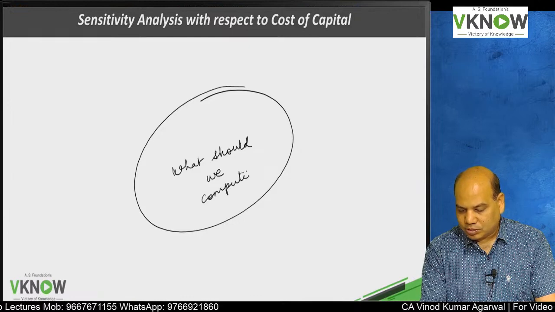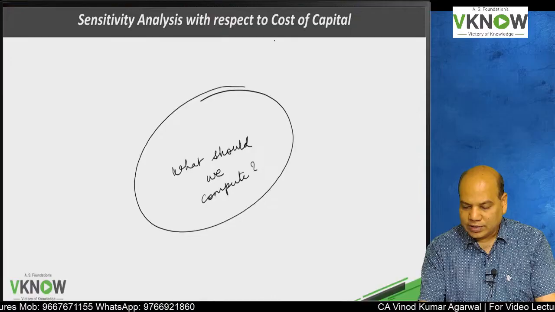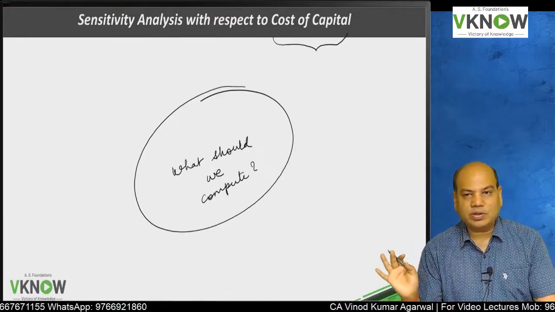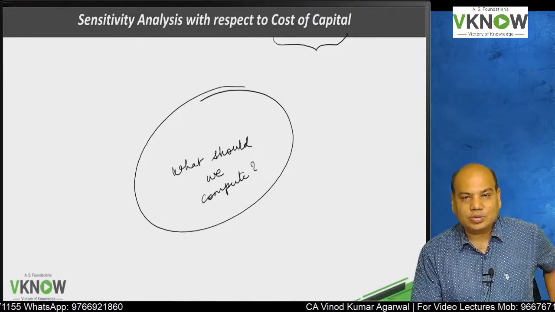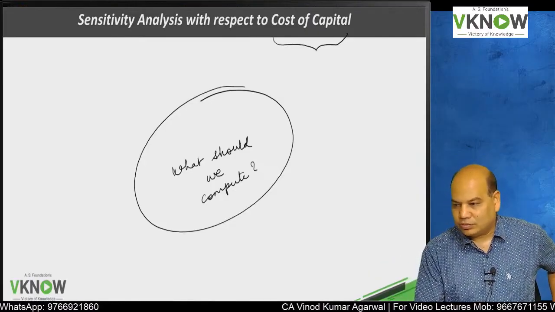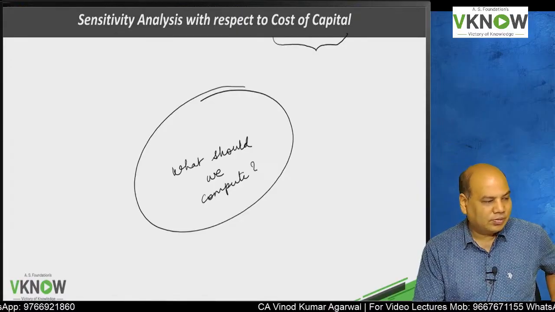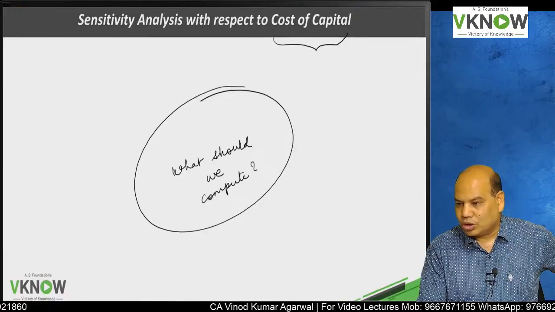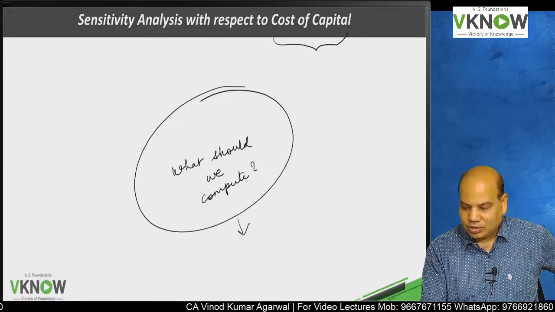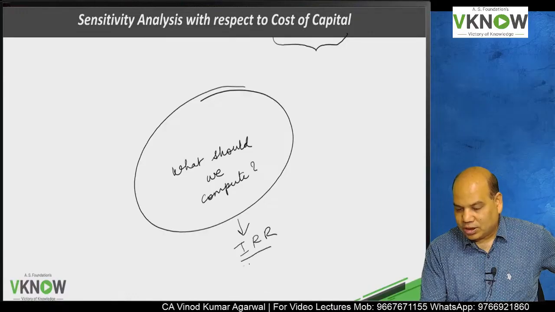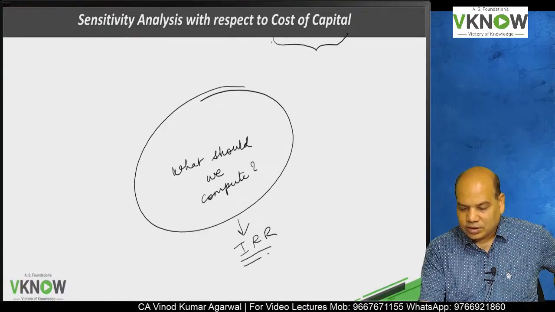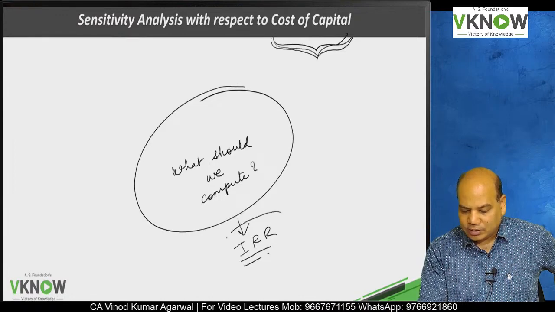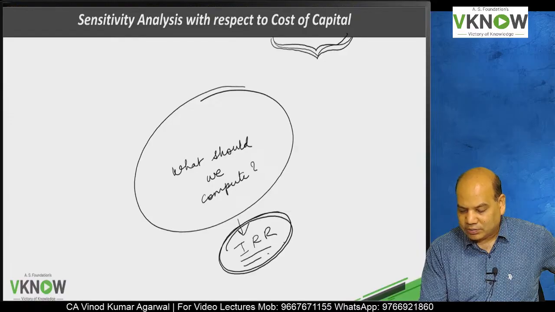Sensitivity analysis with respect to cost of capital means to what extent cost of capital can rise such that NPV will be 0. What is that discount rate at which NPV will be 0? I am giving you a hint. What do you call it? You call it IRR. Very good answer. So whenever they ask you to apply sensitivity testing to cost of capital, you need to calculate IRR.